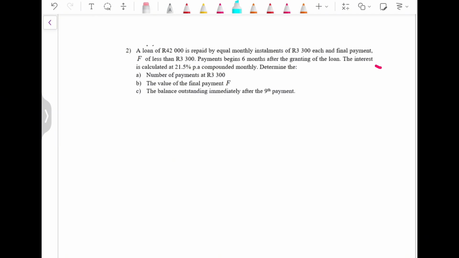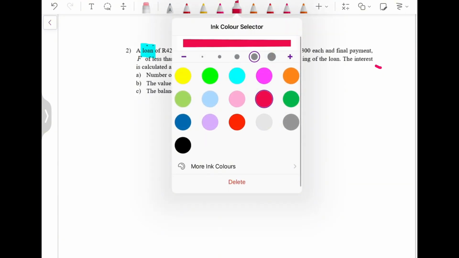Now let's look at this example here. A loan, this is a keyword again, a loan of 42,000 is repaid by equal monthly installments of 3,300. Again, by equal monthly installments, that is another keyword. So we already know that we are dealing with an annuity here. And the final payment, F, of less than 3,300.